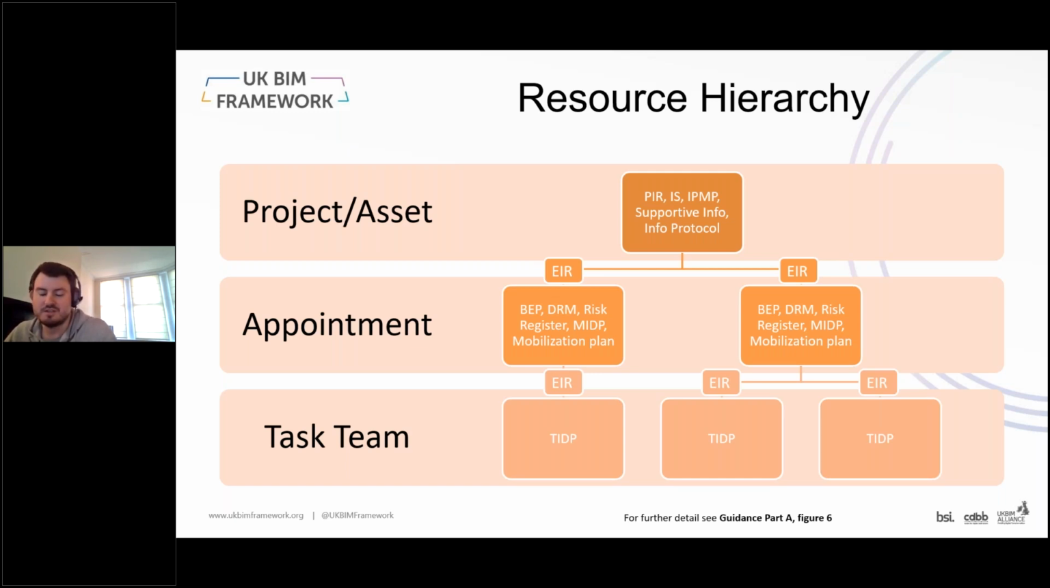For example, as part of the information standard, it may detail things like specific codes for the file naming convention, and having different codes used by different task teams or on different appointments as part of an overall project or in relating to an asset means that there will be real difficulty in trying to amalgamate this work together as a coherent set of documentation or as an asset information model. So as such, it's really important that this is done at the highest level and then it's maintained throughout as part of that process. If you want more details about the relationship between these various resources and how they come together, I suggest having a look at Guidance Part A, Figure 6, which provides much more detail than my slide here quickly provides.